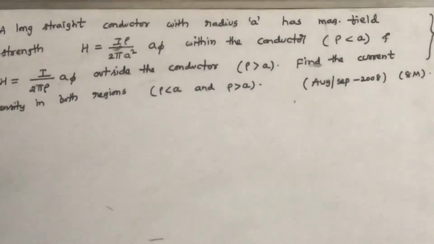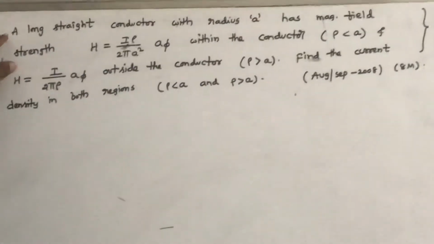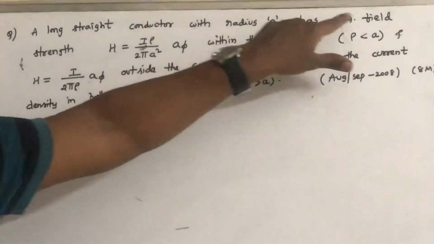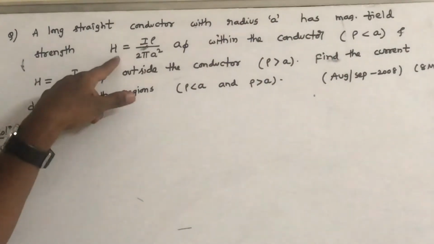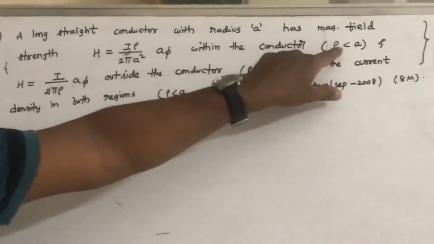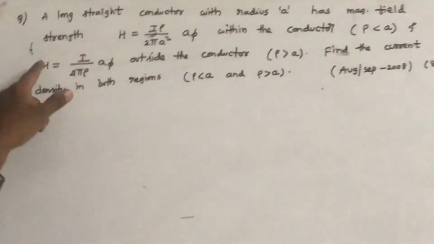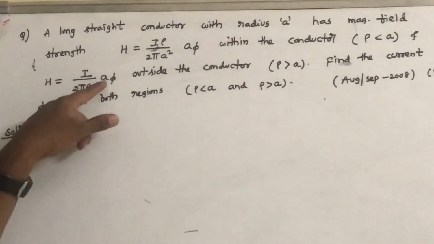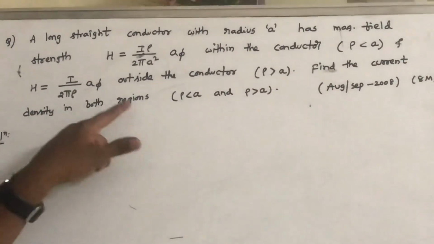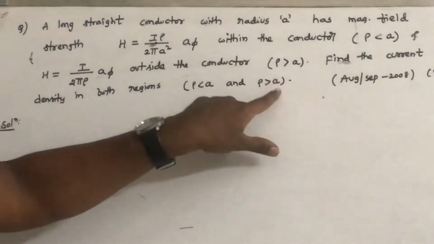Hi, this is a question from magnetostatics. A long straight conductor with radius a has magnetic field strength H equal to I rho by 2 pi a square a_phi within the conductor, that is rho less than a, and H equal to I divided by 2 pi rho a_phi outside the conductor, rho greater than a. Find the current density in both the regions, inside the conductor and outside the conductor.